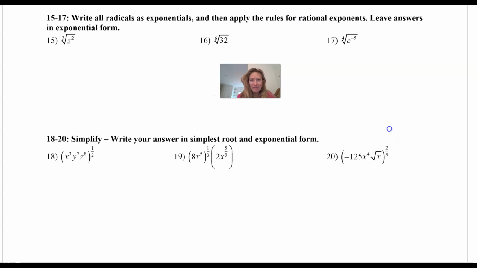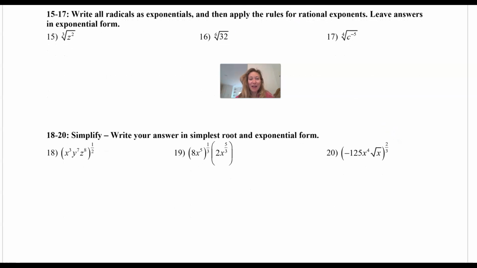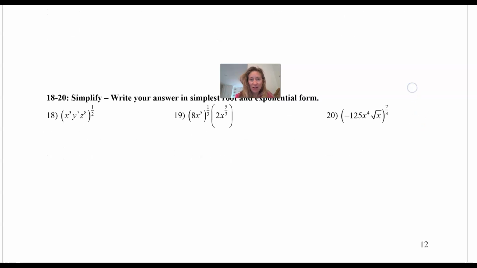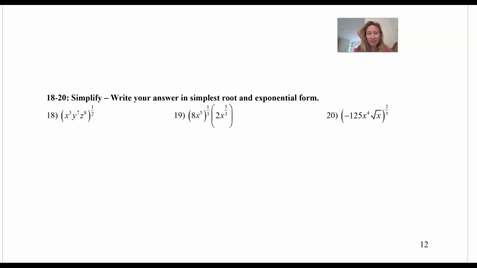It looks like we have an error and some duplicates on 15 to 17. So now let's look instead at 18, 19, and 20, and then we'll be done.